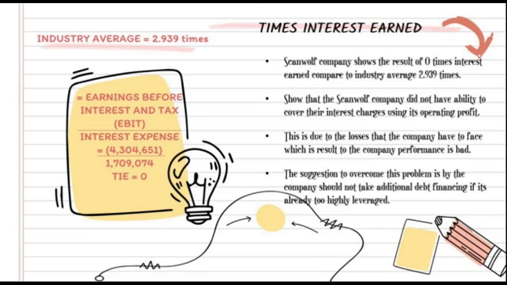So, the reason why this situation happened is because the company's performance is bad. The company might be facing losses in a big amount, so they don't get any earnings from their operating revenue. So they end up unable to finance their interest expense using their operating revenues.